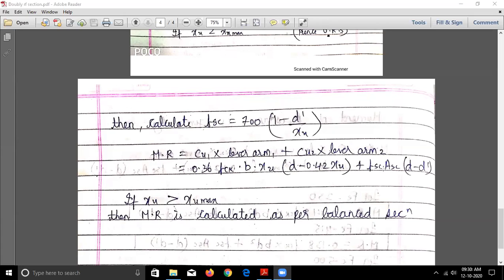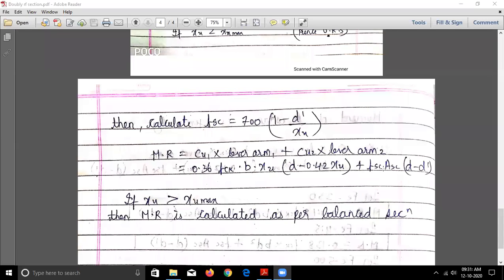A reinforced concrete member 300 by 600 mm overall is reinforced with 3 bars of 25 diameter on the tension side, and 2 bars of 20 diameter on the compression side.